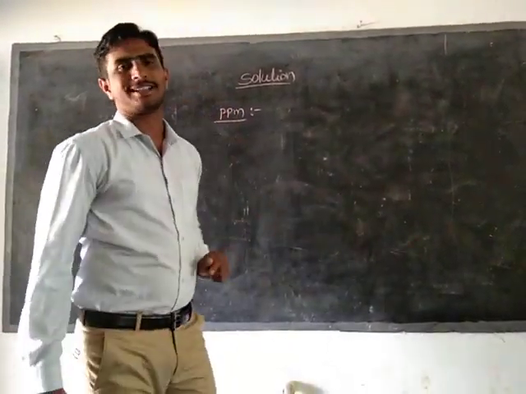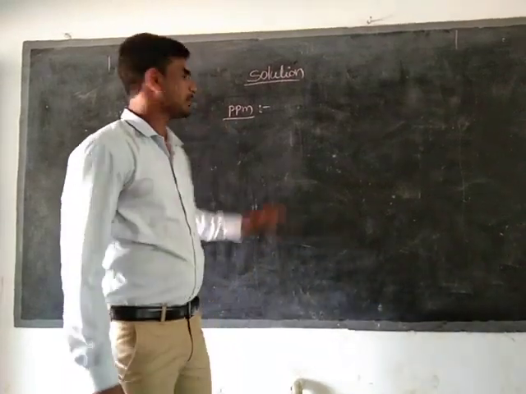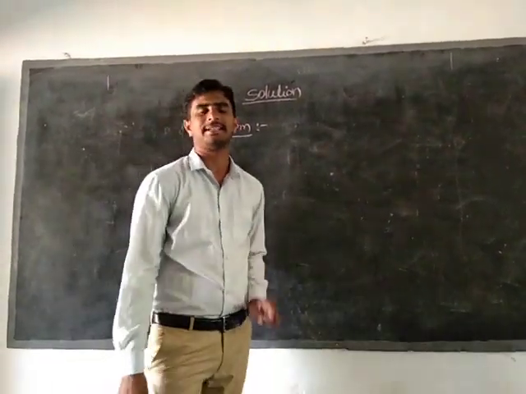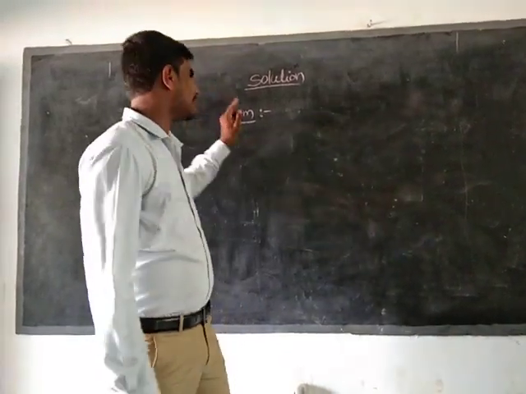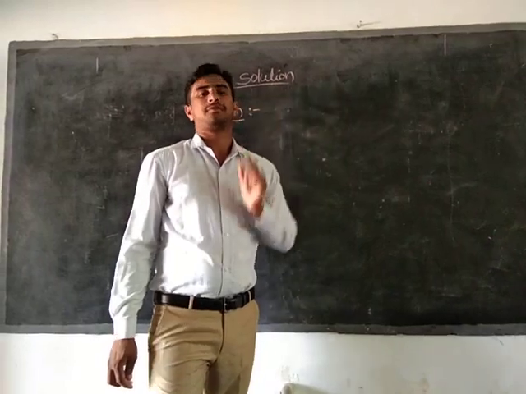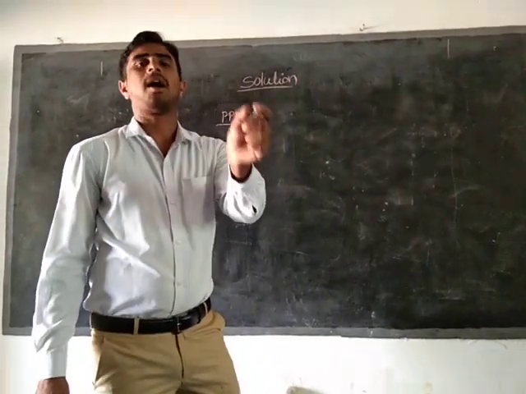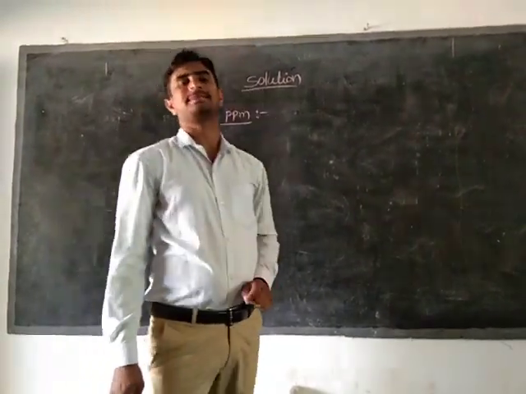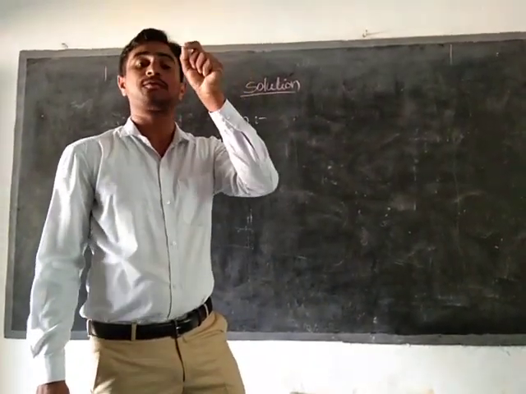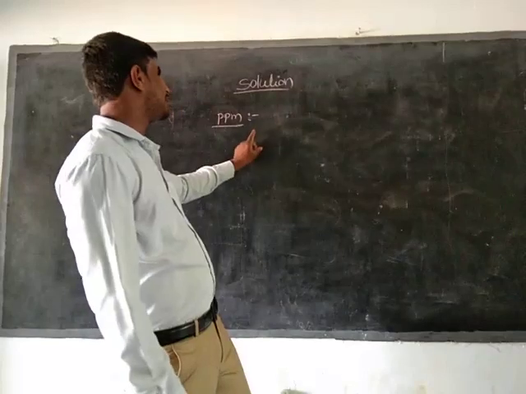So what is the meaning of the ppm? Parts per million. Parts per million means ppm. So definition: the parts per million is the number of parts in a component present in a million parts of solution, and it is called ppm.